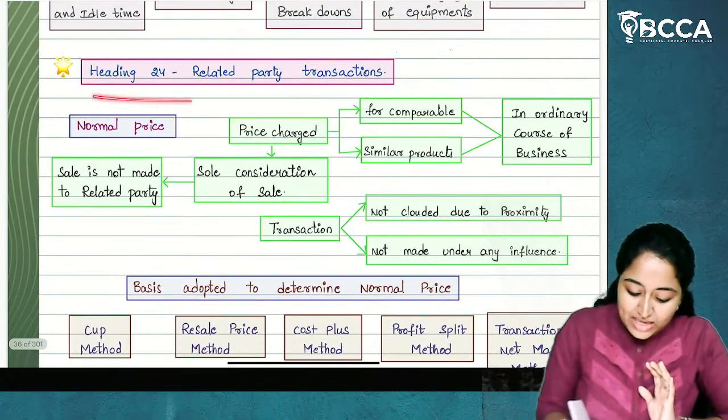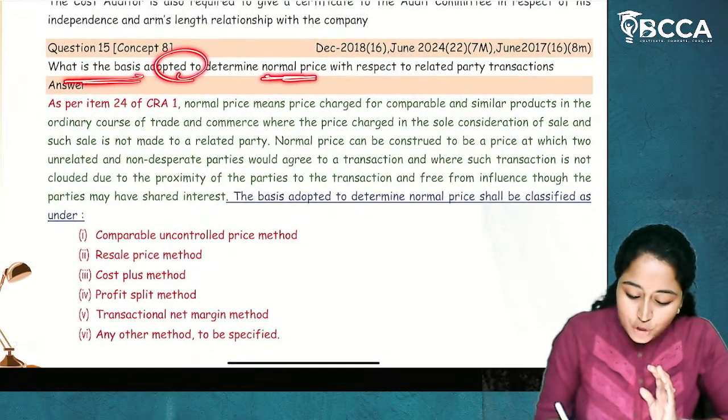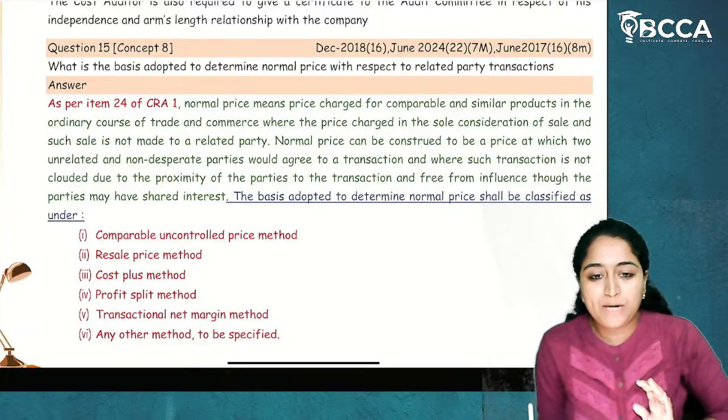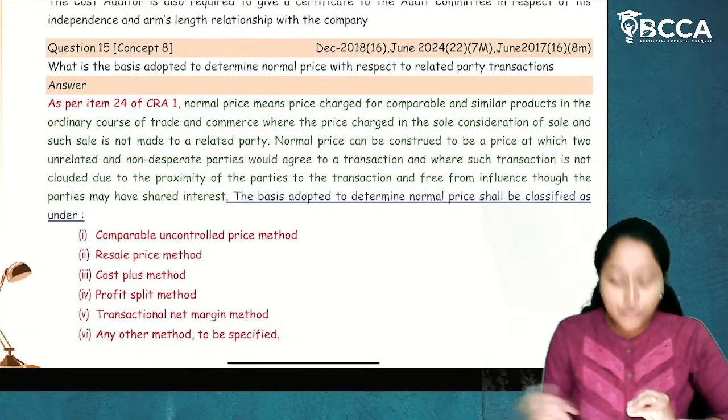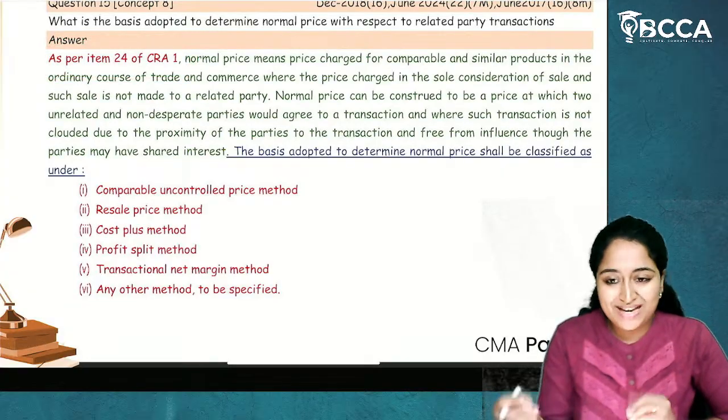So this is the answer which you have to write for what is the basis adopted to determine normal price with respect to related party transactions. Now how are you going to present it? You have to write as per item number 24 of CRA 1.